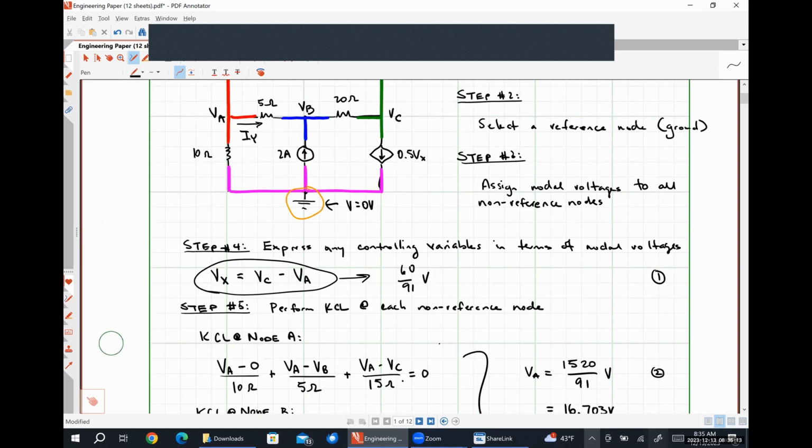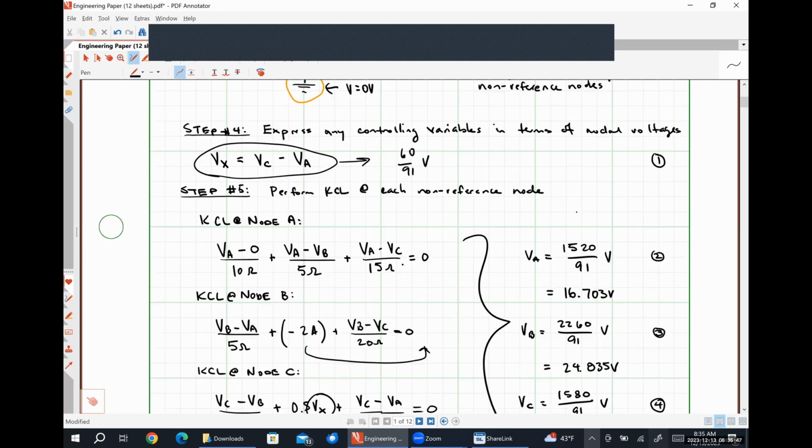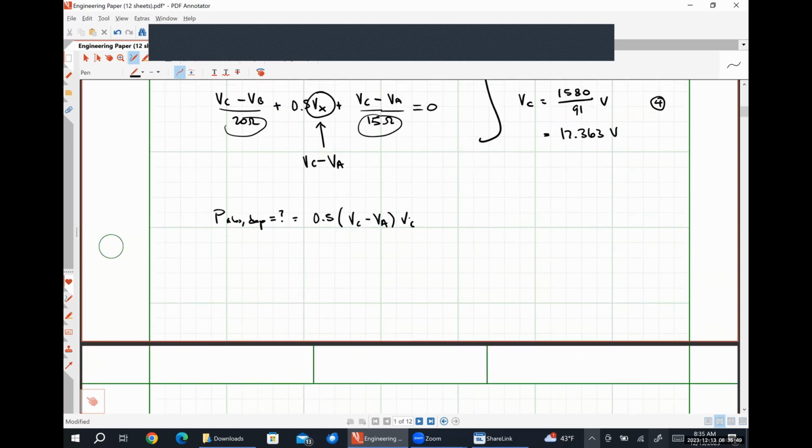Now, since I'm asking you to find the absorbed power, should I put the positive polarity terminal on top or bottom? Top, so that the current is flowing into the positive polarity terminal because we're calculating absorbed power. All right, so let's call this voltage V dependent, the voltage drop across our dependent source. How would I express the voltage drop across our dependent source in terms of our nodal voltages? Yeah, so just VC. Boom. Plug in our numbers, call it a day.